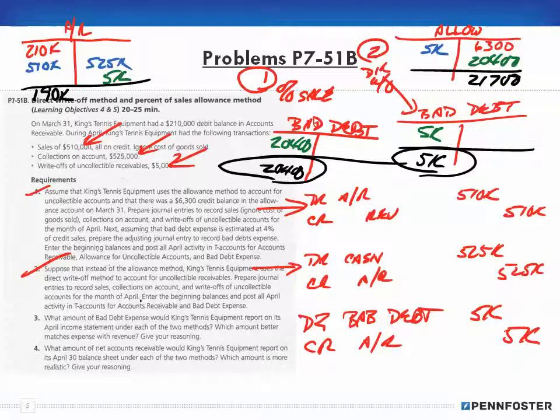Now the question says, enter the begin. Oh, I'm sorry. It says which amount better matches expense with revenue, and give your reasoning. So what they're talking about here is the matching principle, right? Which is part of generally accepted accounting principles, GAAP. The matching principle states that we want to match up our revenues with our expenses, and you try to do that as closely as you possibly can, right? Because you're talking about the operations of the business. So now it's saying, which of these two methods better matches up our expenses with our revenues? Because remember, bad debt is an expense.